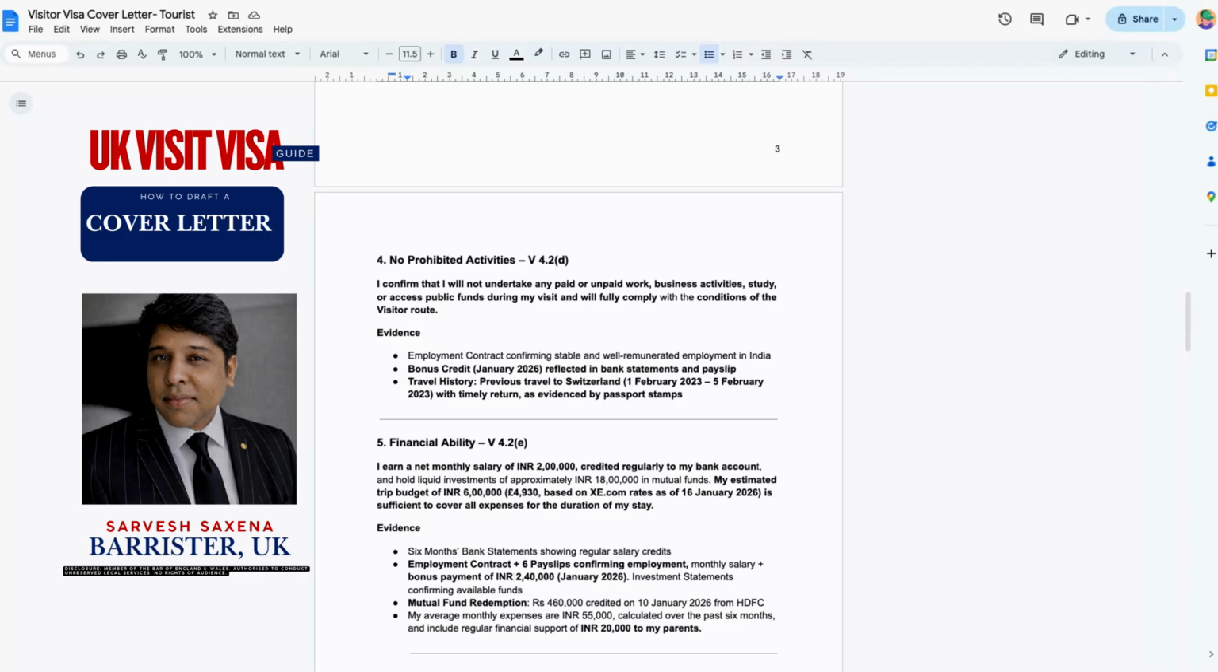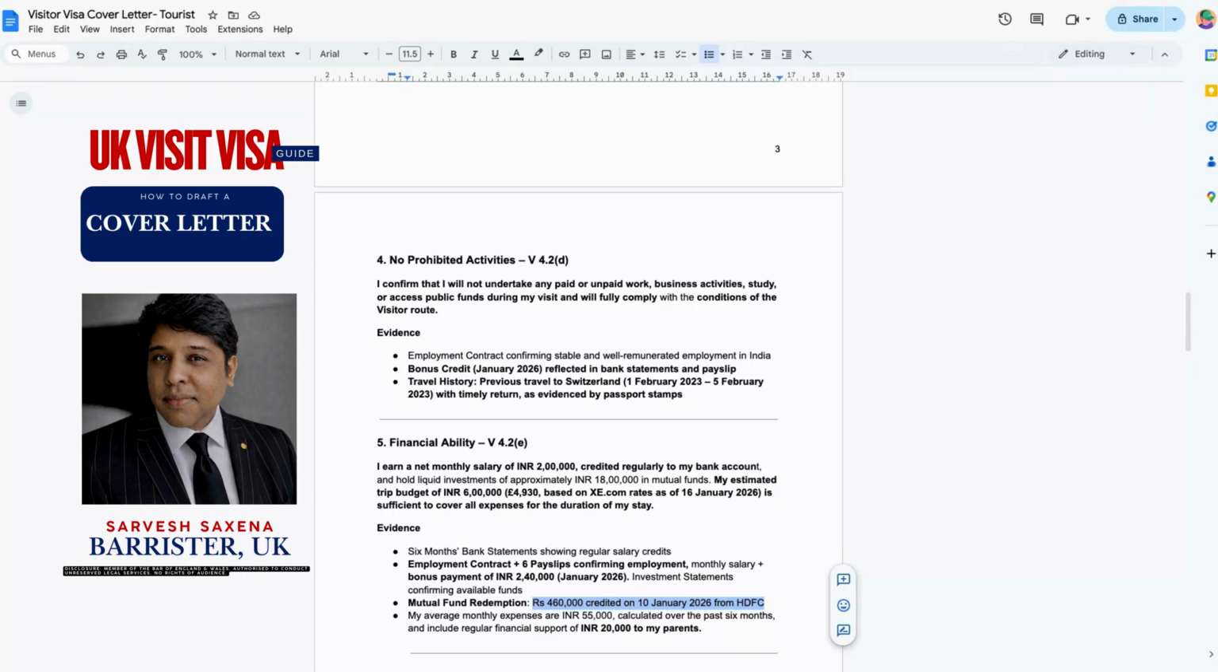So the clearer you are, the easier you make the life of the visa case officer, the better it is for you. Okay. Now, she also has mutual funds, and she's saying she got a 460,000 credit on 10th of January from HDFC. So in the same month when she got the bonus, she also got a credit from selling her mutual funds by HDFC. Okay, and she got 460,000. Now, how does the visa officer know what HDFC is or what mutual fund it is, whose name it is in?